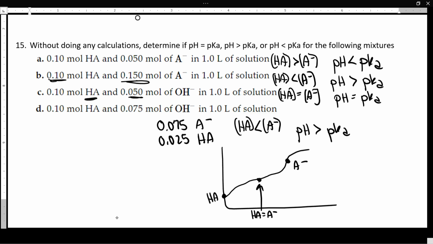Okay. Over here, you should see that when you have more A minus than HA, the pH is a little bit higher. And over here, where you have more HA than A minus, the pH is a little bit below the pKa. That's what I was trying to show here with my rough sketch. Okay, all right, hope this helps.